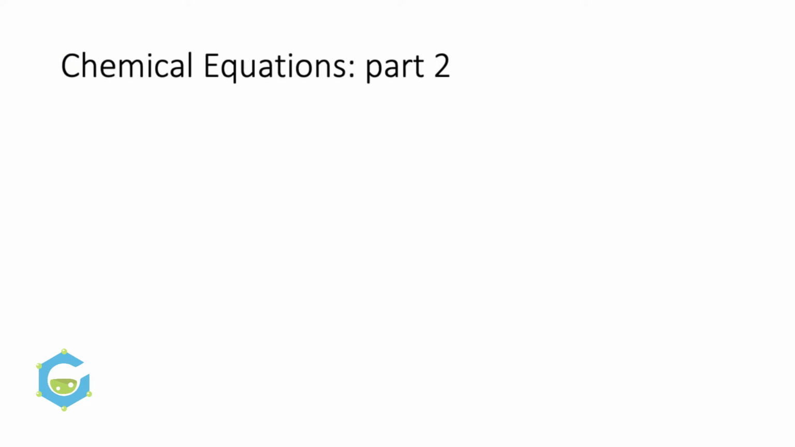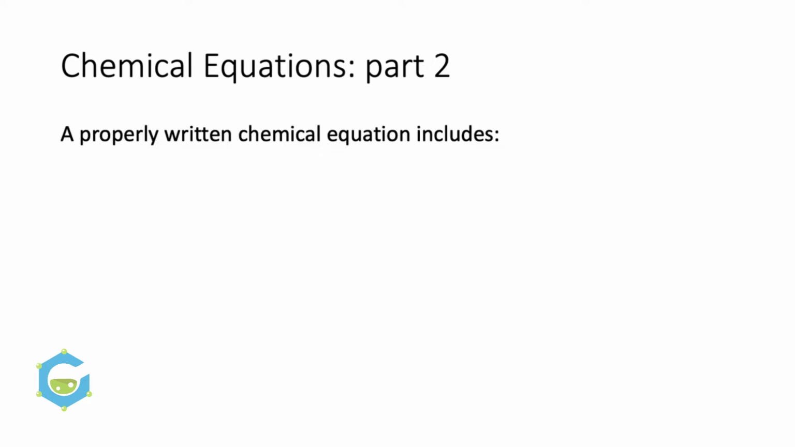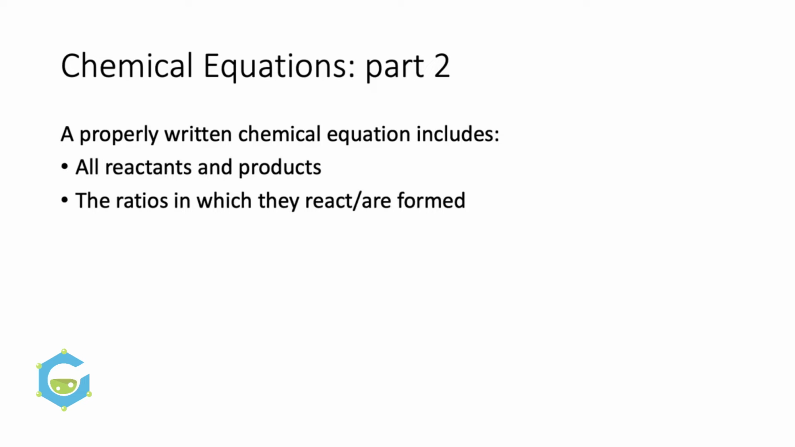So now we're going to quickly talk about an addendum to writing chemical equations. Prior to this, we talked about how a properly written chemical equation includes all of your reactants and products and the ratios in which they either react away or are formed, depending on which side of the equation you're on. But also, you need to talk about what form those reactants and products are in. So what do I mean by that?